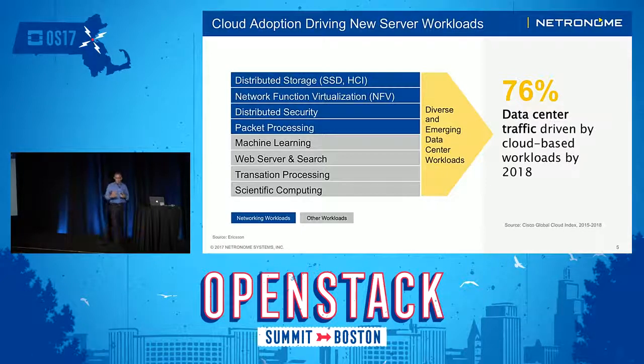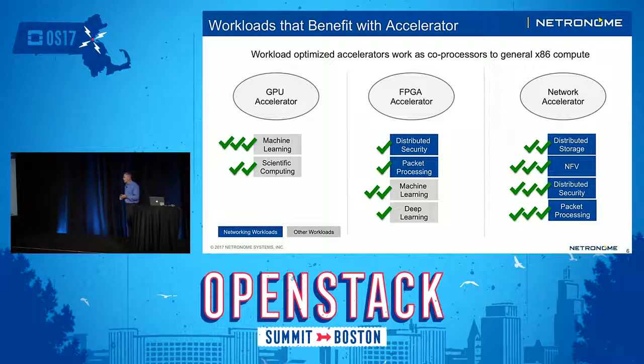And most traffic these days is not intra-data center, it's essentially cloud-based workloads. Distributed storage, NFV, distributed security and packet processing, and all of those are networking workloads. Add to that, you've got workloads like machine learning, server search, transaction processing, et cetera. And you need to start offloading the CPU. In other words, you need to start adding in functionality so that these features can be done in a quicker and more effective way. And there's a lot of acceleration devices out there.